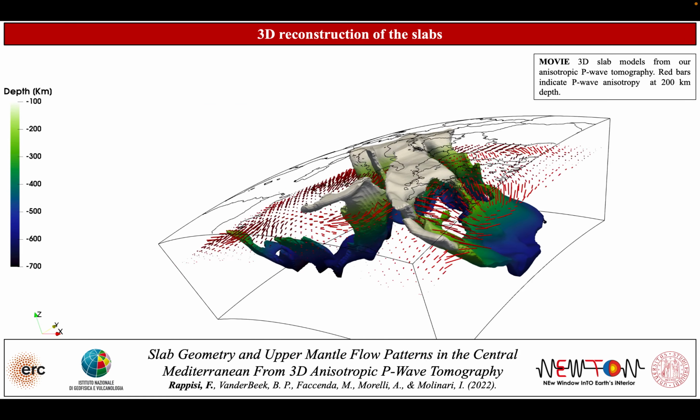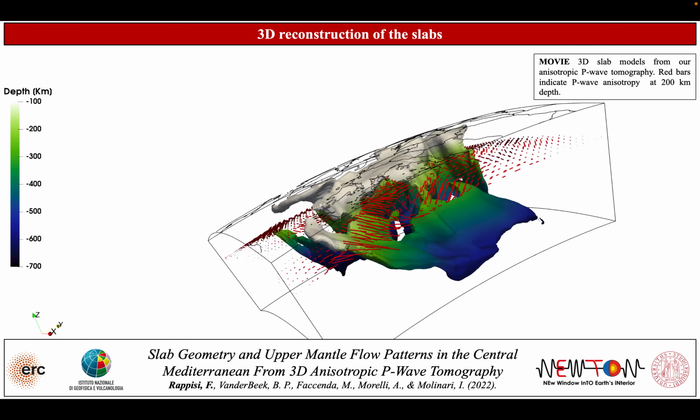Then, interpreting the high-velocity zones as subducting bodies, a three-dimensional reconstruction of the lithospheric slabs beneath the central Mediterranean is derived from our preferred anisotropic velocity models. Three main segments of subducting lithosphere are identified, belonging to the Eurasian, Ionian, and Adria plates. These slabs are interrupted by several slab windows and tears.